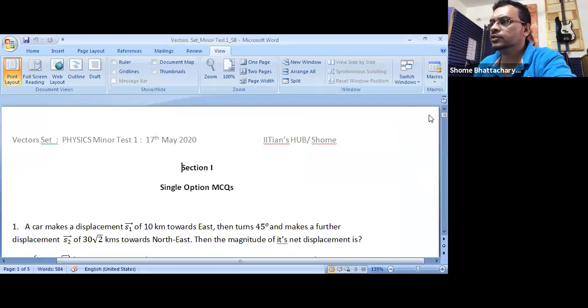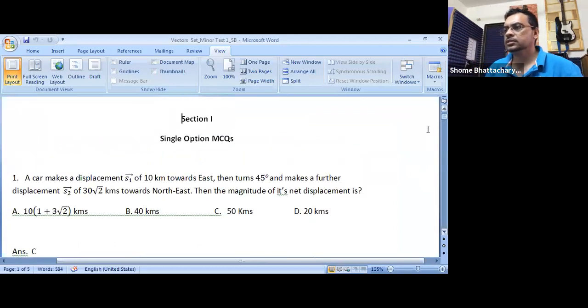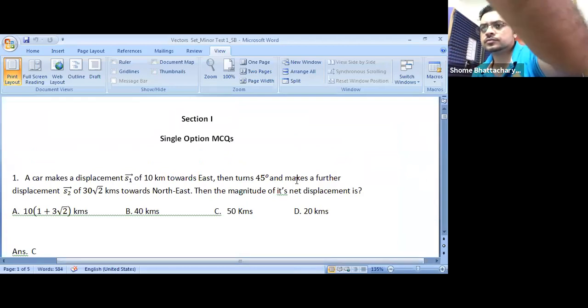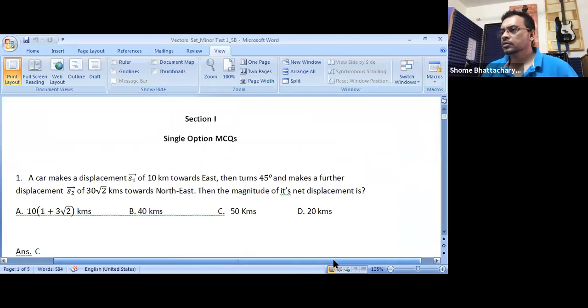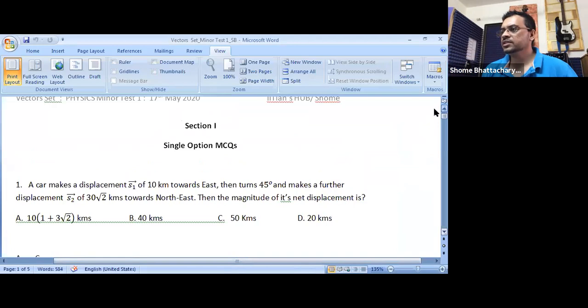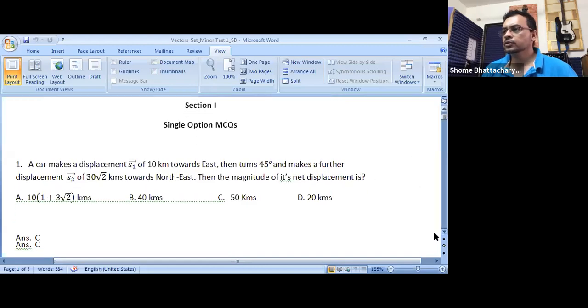Okay, so I'll just take you through the questions. You tell me which questions you want to discuss. So this was the first question of vectors. Are you clear with this, or does anybody have a doubt? Don't worry about the answer, just tell me if the question is clear. Yeah, the answer is C, but it's not clear to all of you. Okay, then let's move on to the next one.